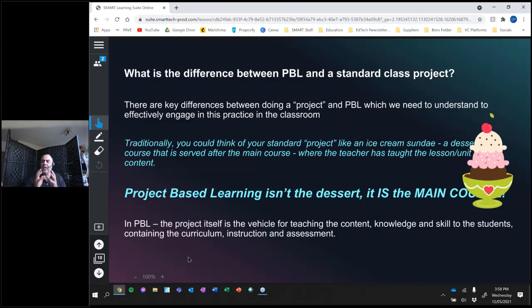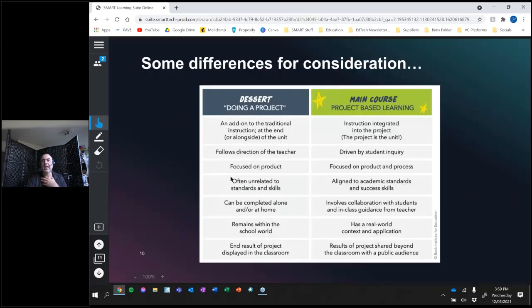So hopefully that analogy of the ice cream sundae helps you to identify the difference between a standard project and PBL, because that is one area that people commonly get confused. So some examples that I've got here.